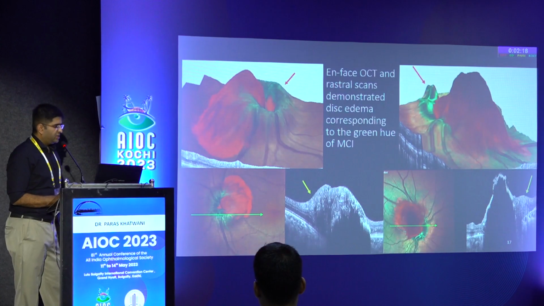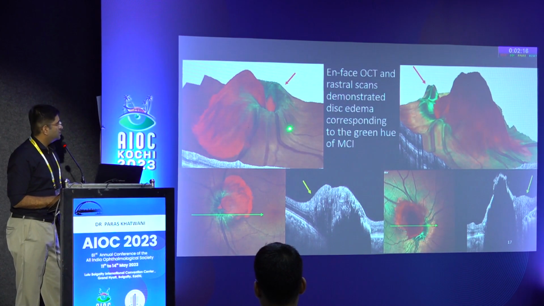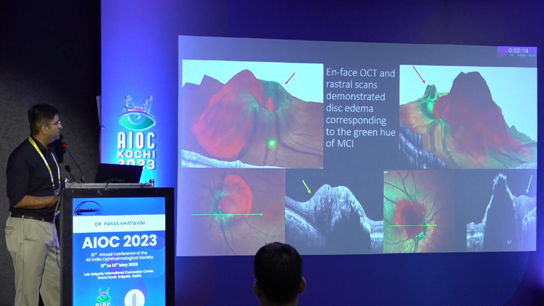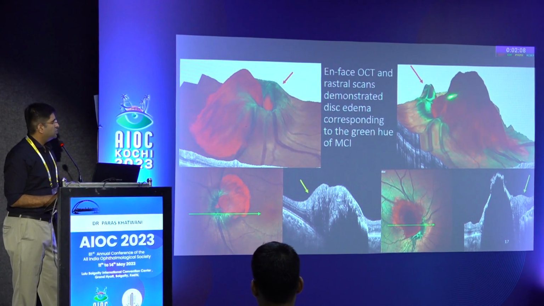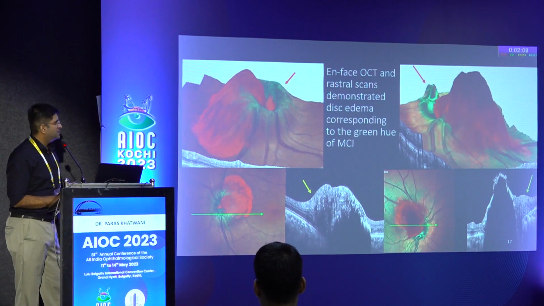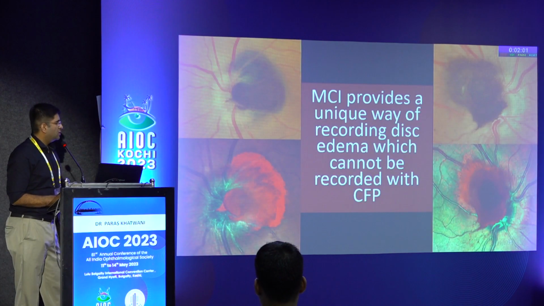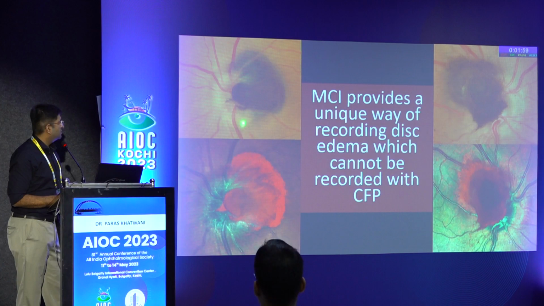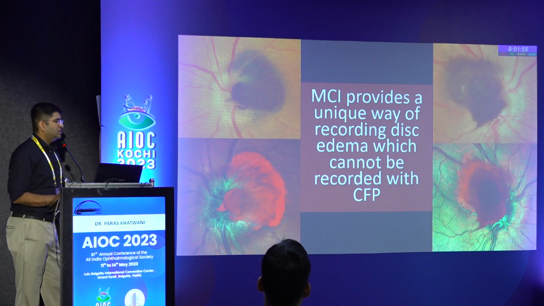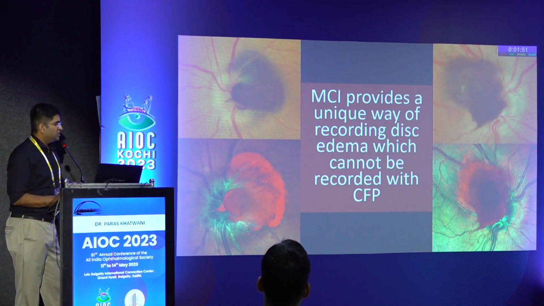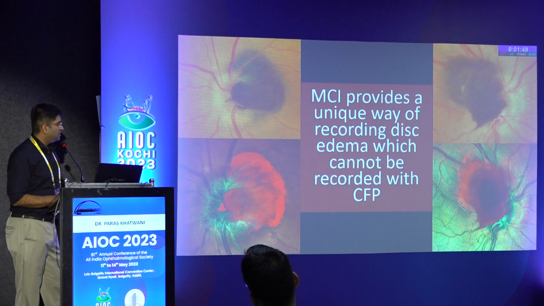So, on 3D reconstruction, this represents elevation of the disc at a part where the disc is not involved by the tumor. As you can see, the greenish hue on the MCI is basically disc edema. Disc edema cannot be recorded on a conventional fundus photograph. Some may argue that the margin is slightly blurred here, but the amount of elevation can only be recognized on a stereoscopic examination, which can be recognized by the greenish hue that we see on the MCI.